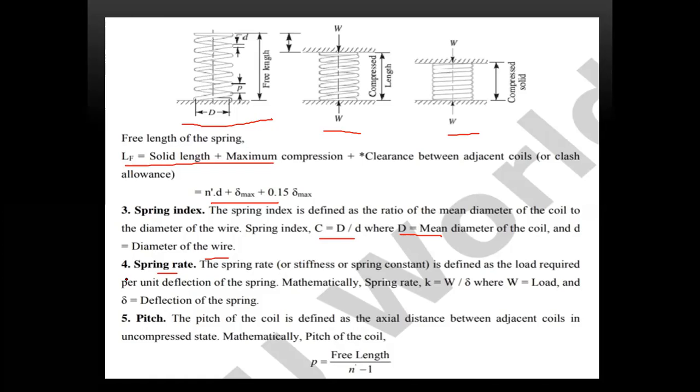Next one, coming to the pitch. What is the pitch here? The pitch is equal to free length by n minus 1. It is defined as the axial distance between adjacent coils in the uncompressed state.